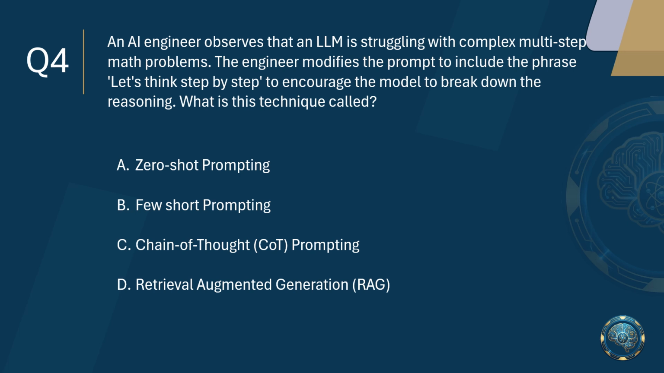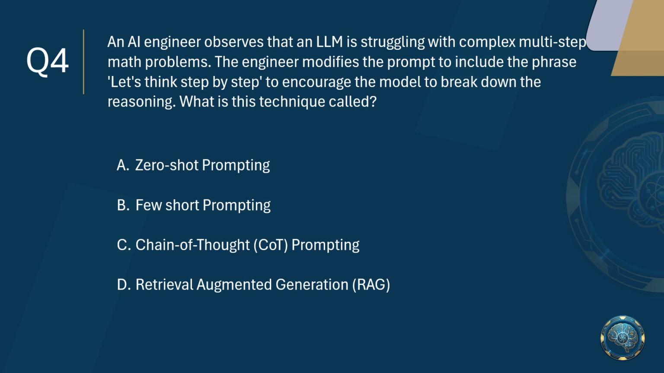Question number 4. An AI engineer observes that an LLM is struggling with a complex multi-step math problem. The engineer modifies the prompt to include the phrase, let's think step by step, to encourage the model to break down the reasoning. What is this technique called?